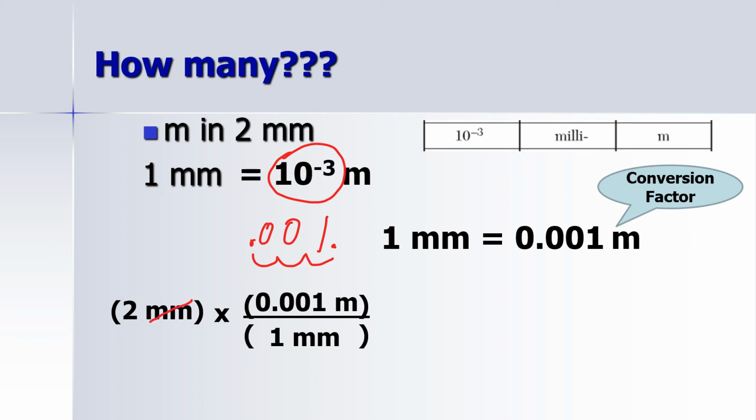So the millimeter can cancel out with the millimeter, and then we just do the math. 2 times 0.001 divided by 1, we get 2.001 meters. That's how many meters we have in 2 millimeters.